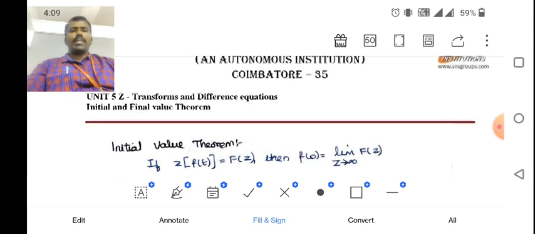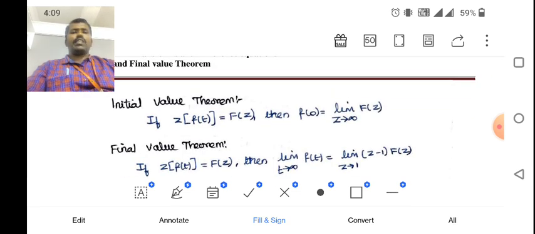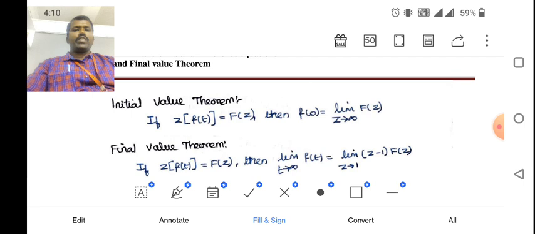Initial and final value theorem. First, we are going to see the initial value theorem. If Z of f(t) equals capital F of z, then f(0) equals the limit as z tends to infinity of F(z). This one is the initial value theorem.